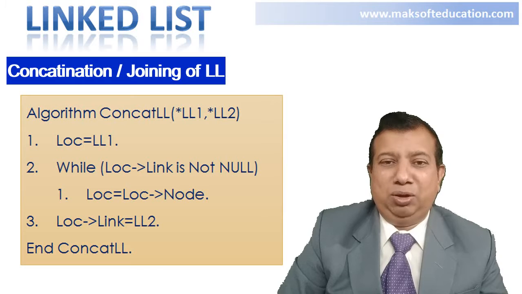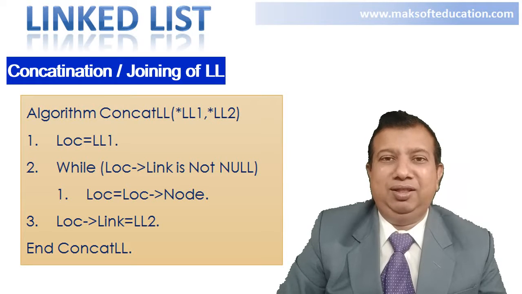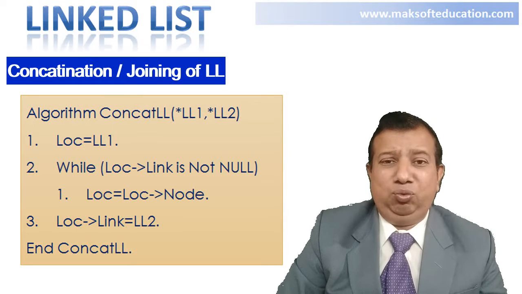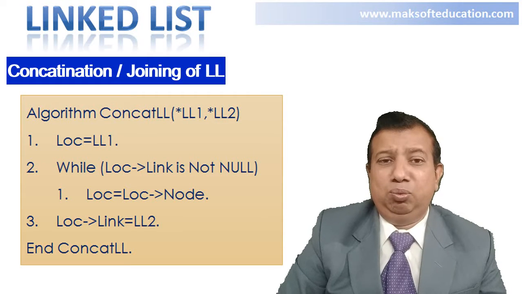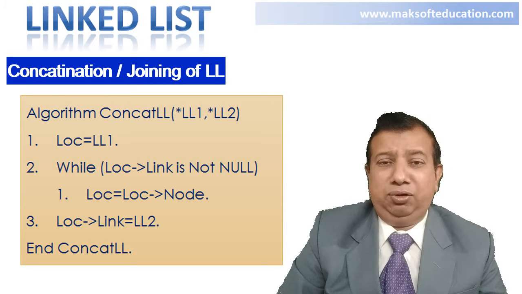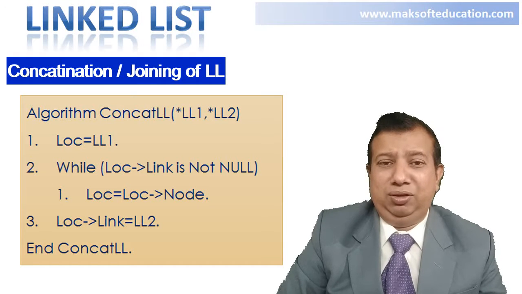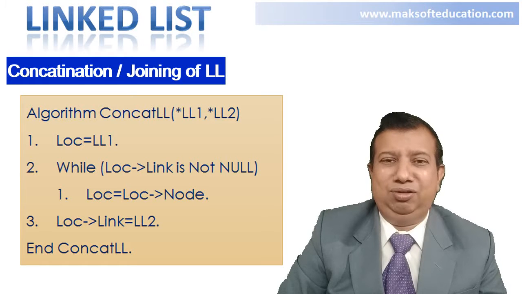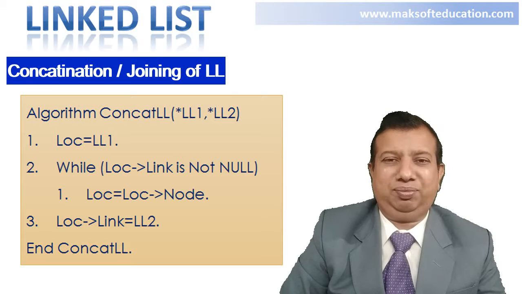So by using a loop we will move LOC to the next node until we get a null value in the link section. Once we reach the last node, we will move to the next step, that is we will just put the first node of the second list in the link section of LOC and it will join all the linked lists. So this is a simple algorithm for linked list concatenation.